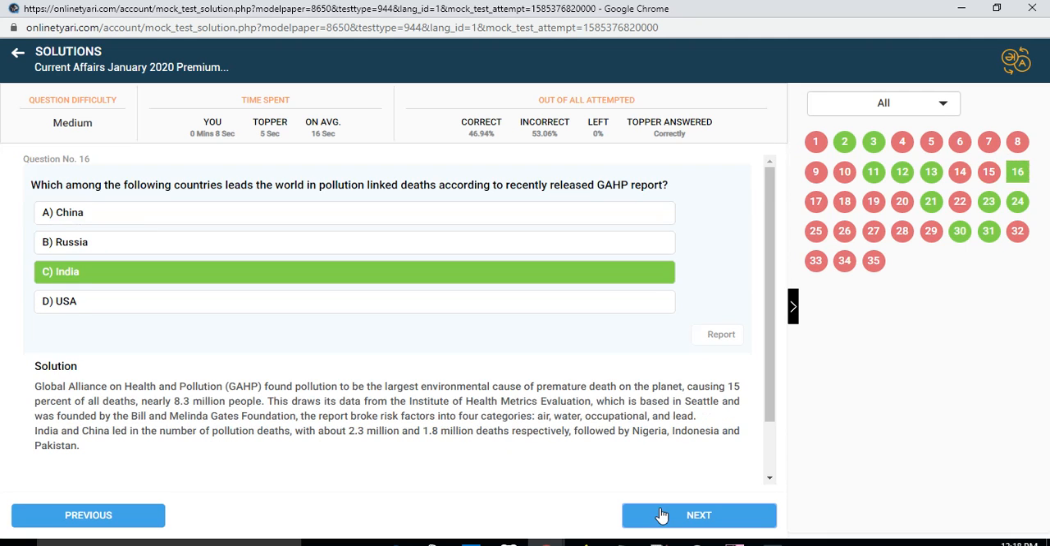Which among the following countries leads in pollution-linked deaths according to the recently released GAHP report? India. The Global Alliance on Health and Pollution, GAHP, found pollution to be the largest cause of premature death on the planet, causing 15% of all deaths, nearly one in every 6 people. Okay, we'll go for the next question.